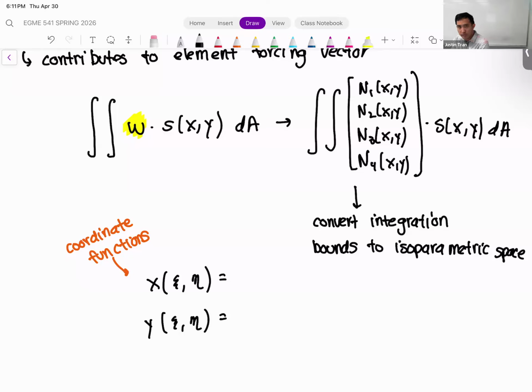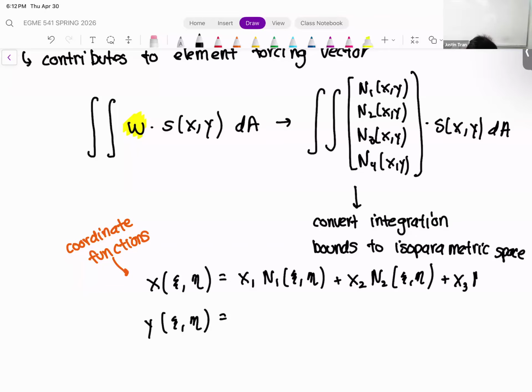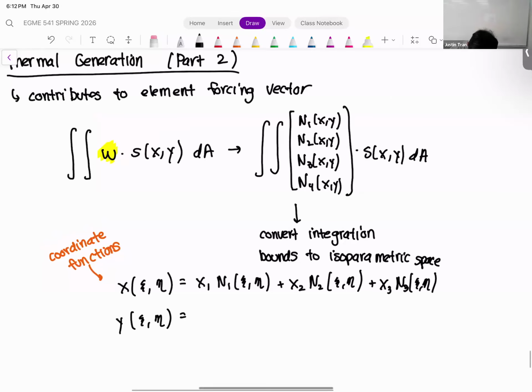Remember, we did this conversion with our shape functions, and so we said that x of epsilon and eta is x1 times N1 of epsilon and eta, plus x2 times N2 of epsilon and eta, plus x3 times N3 of epsilon and eta, and I ran out of room, plus x4 times N4 of epsilon and eta. Same thing for y. Remember, x1, x2, x3, x4 are the x coordinates for every node in our original element.